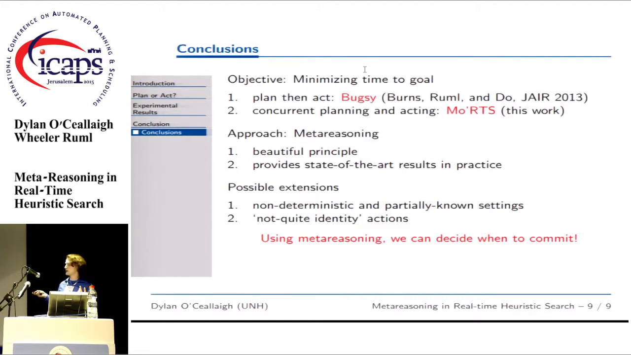There's a number of possible extensions which we believe would be interesting for future avenues of research, including applying this logic to non-deterministic and partially known settings, and also the application of not quite identity actions. So in the event that an identity action is not available in a domain or at a particular state of a domain, the algorithm might be able to achieve many of the same benefits. In short, we've addressed one of the core tensions in concurrent planning and acting, namely when to plan and when to commit.